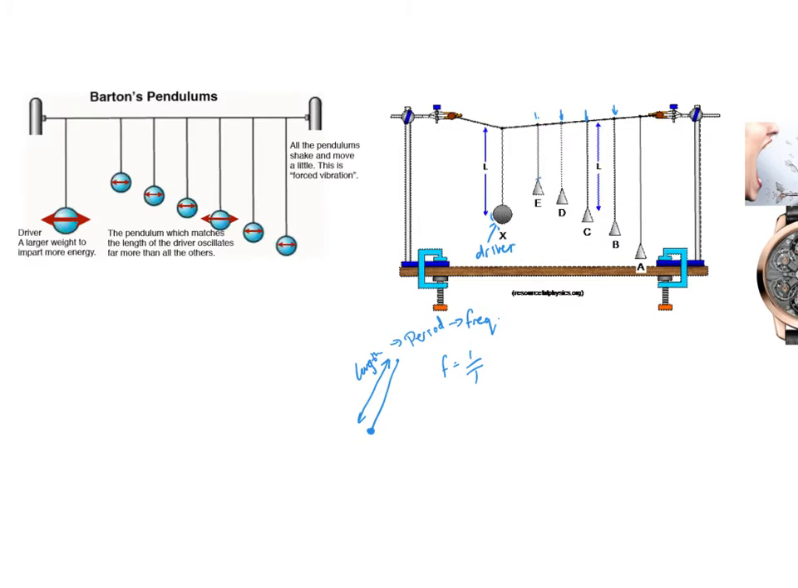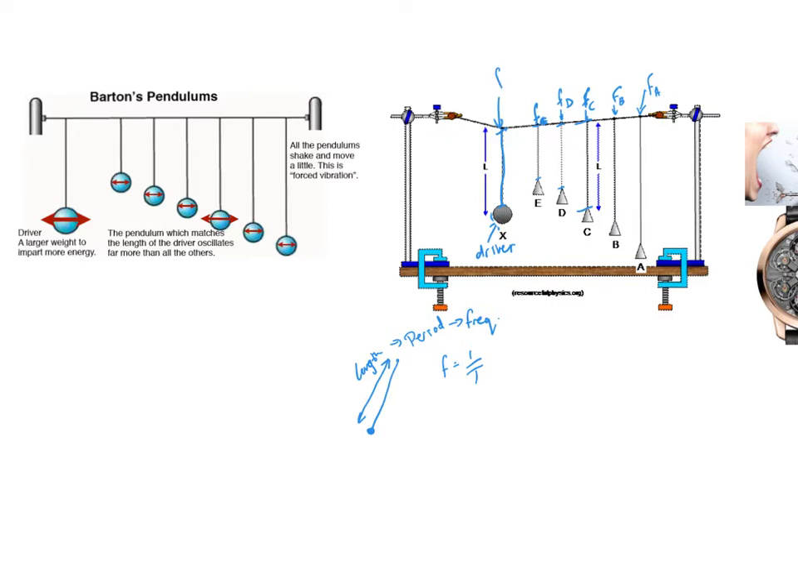So since it has this different length from D and C and B and A, it will have a different frequency. So it will oscillate at frequency F, let's call it FE since it's called E. D will have its own frequency, FD, FC, FB, and FA. Now, obviously, this one has a specific length which matches exactly C's one.